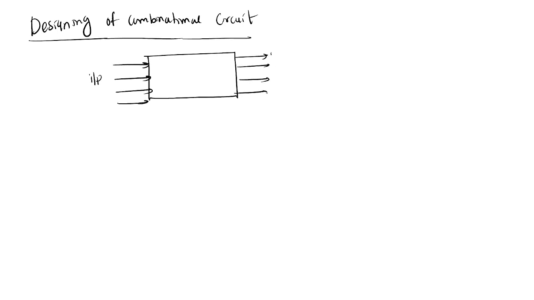Now you need to design the combinational circuit. How to design a combinational circuit? Suppose this is my combinational circuit, which has a set of inputs and a set of outputs.